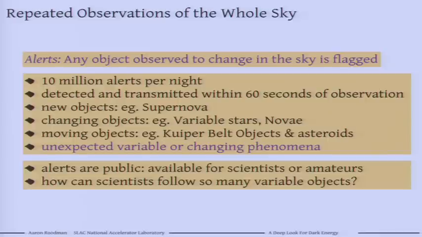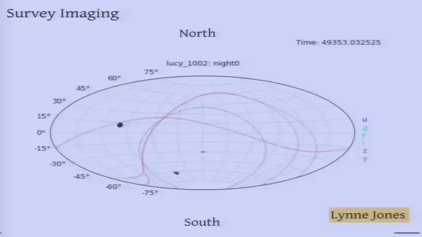Now, there are challenges. Well, first, there are opportunities. The data is public. Anyone could look at this fantastic stream of alerts, and look for something new in it, or study phenomena that they already know about and are interested in. But it really does present a challenge, because how can you follow 10 million alerts per night in any kind of reasonable way? That is a phenomenal challenge. Let me talk a little bit in the remaining time about the alerts, about changing objects in the sky.